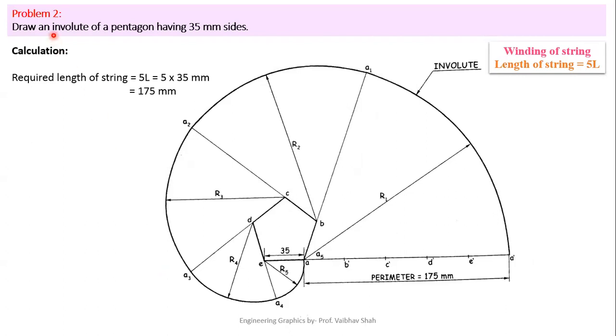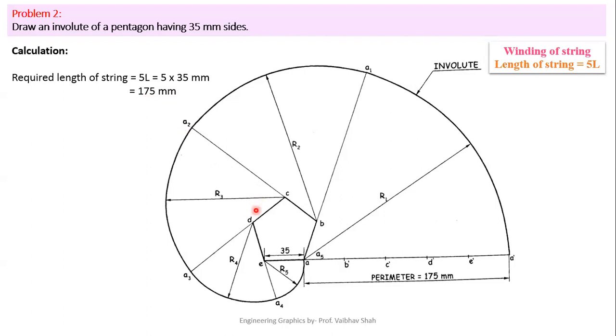Example 2. Draw an involute of a pentagon having 35 mm sides. So now we have to once again draw the involute of a pentagon. So let us first list down the assumptions. So here we are assuming that winding of the string is our operation and length of string is obviously equal to pi L. So let us first find out the required length of string first. So required length of string is exactly equal to pi L, which is the perimeter or the circumferential distance of your pentagon. Pi into length is given here is 35 mm sides. So pi into 35. So you will be having 175 mm as a string length.